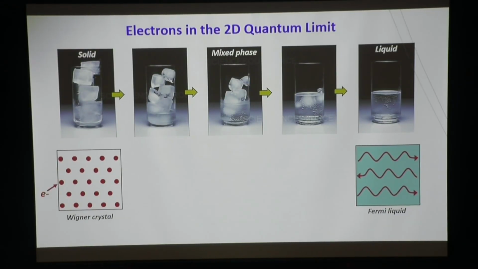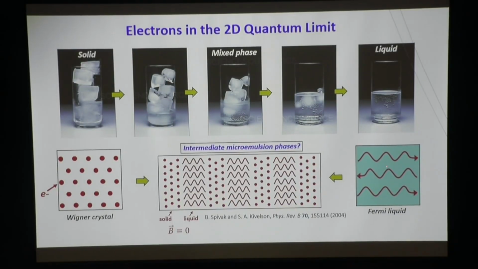But it's really when we start to go to the boundaries of the phases, for example, when we start to freeze the Fermi liquid, or when we start to melt the Wigner crystal, that things become a little harder to understand. There are predictions that have not been seen yet. For example, people have predicted that there should exist intermediate microemulsion phases that exhibit complex geometries of mixed phases of solid and liquid electrons, and stripe and bubble phases, even in the absence of a magnetic field. And these have never been seen.